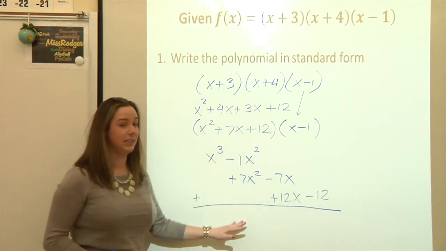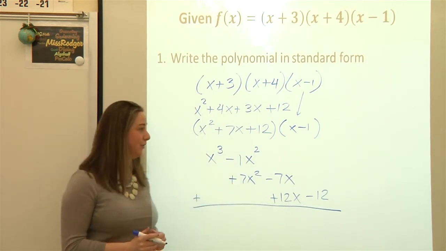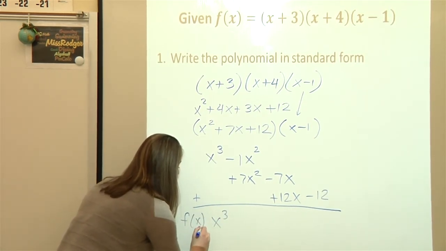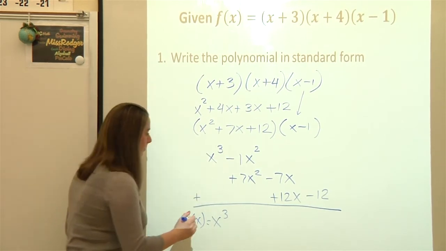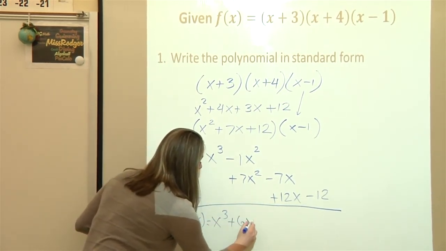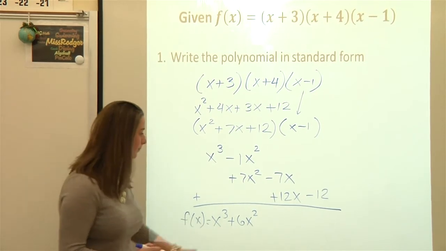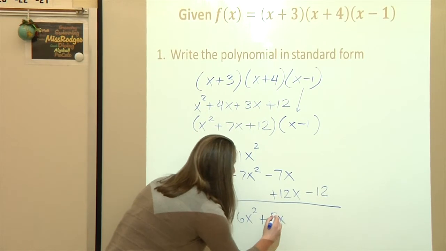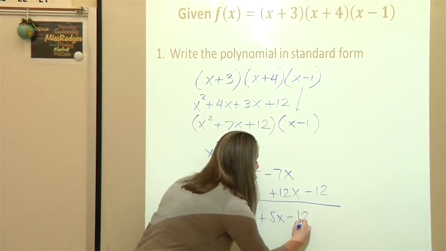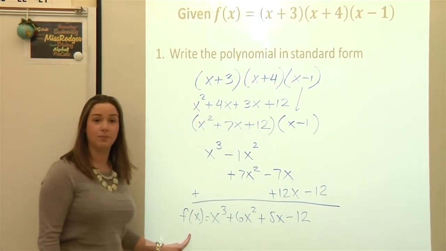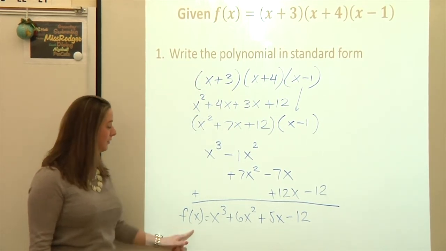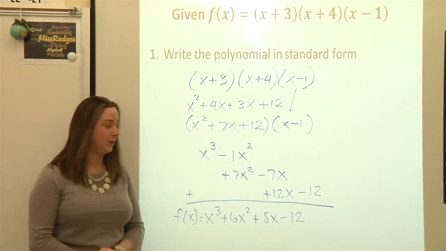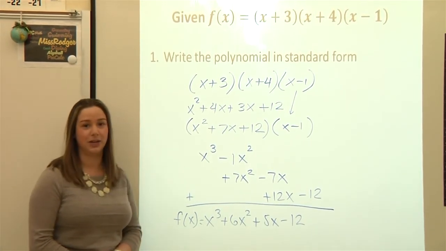So now I want to add all these up. And once I've added them up, I'm going to have standard form. So I'm going to have x cubed, 6x squared, plus 5x minus 12. So my standard form polynomial, when I was given factored form, is f of x equals x cubed plus 6x squared plus 5x minus 12.